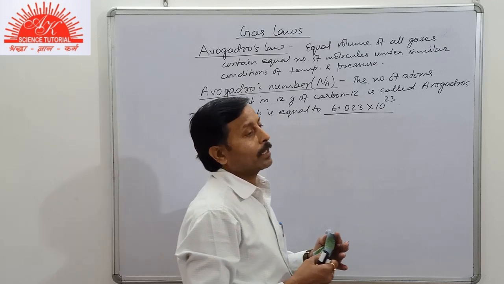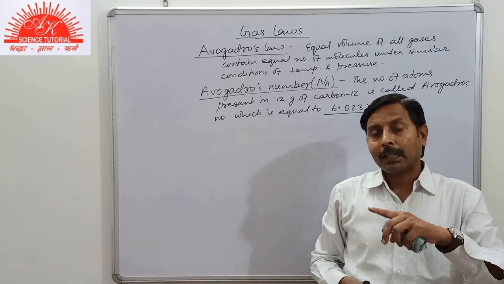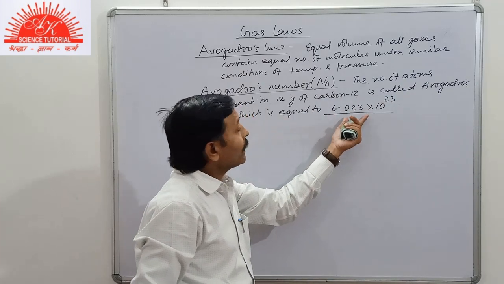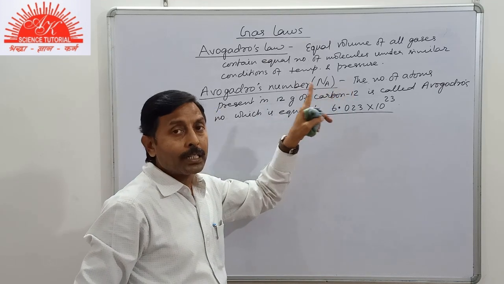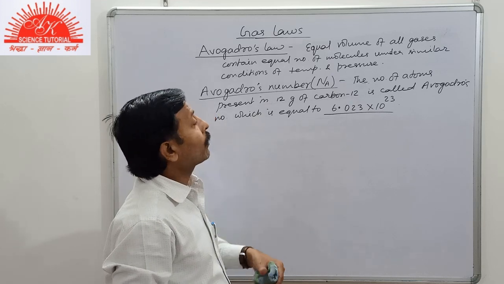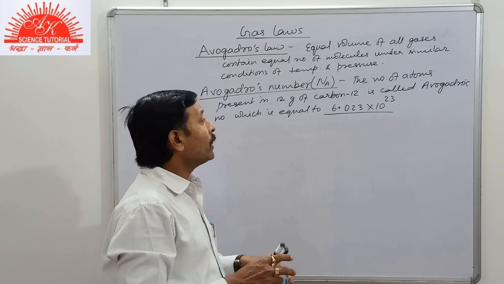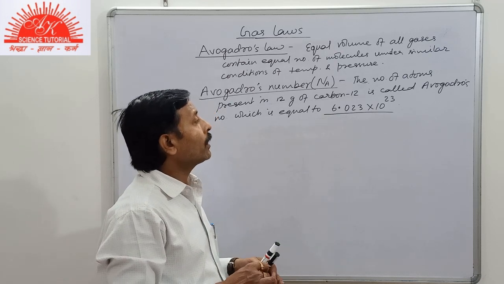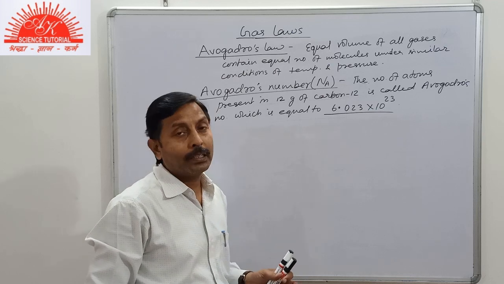So if the question is asked, what is Avogadro's number, then you will not write directly that this number is known as Avogadro's number. No, you will define it. That is, the number of atoms present in 12 gram of carbon 12 is called Avogadro's number, which is equal to 6.023 into 10 to the power 23.